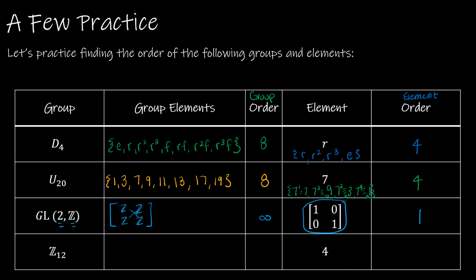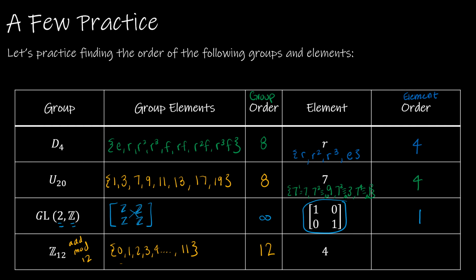Lastly, let's look at Z12. Remember, when we're looking at Z, this is the operation of addition mod 12 in this case. So it's addition mod n, whatever n happens to be. So what are the group elements? 0, 1, 2, 3, all the way up to 11. So how many values is that? What is the order of the group? The order of the group is 12, 0 all the way to 11.